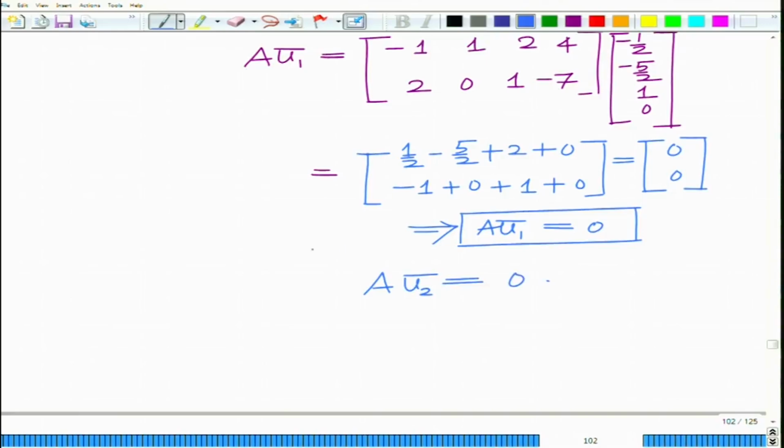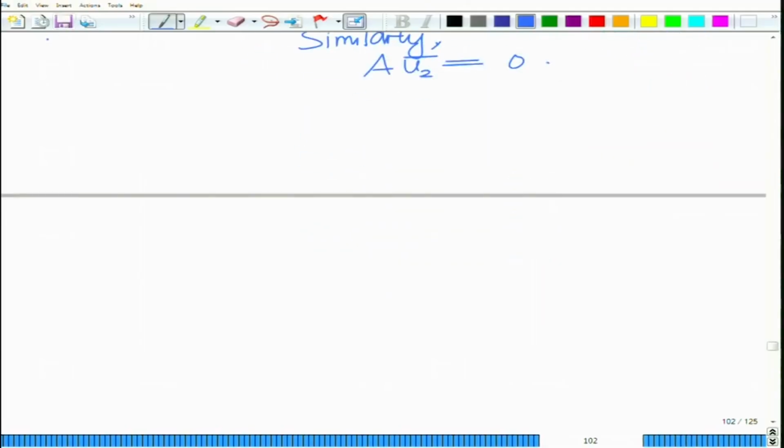You can check that. Similarly, A u2 bar is also 0. Alright. So, that is the concept of the null space of a matrix, that is the space of all vectors x bar such that A x bar equals 0, and we justified that this is actually a vector space, because if you take any two vectors belonging to this space, the linear combination also lies in this space.